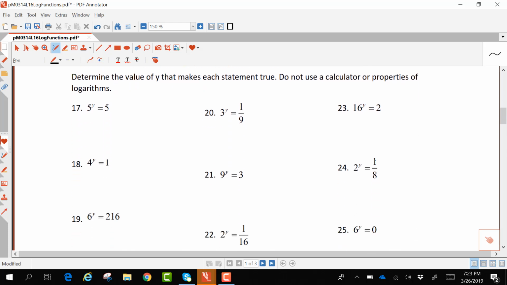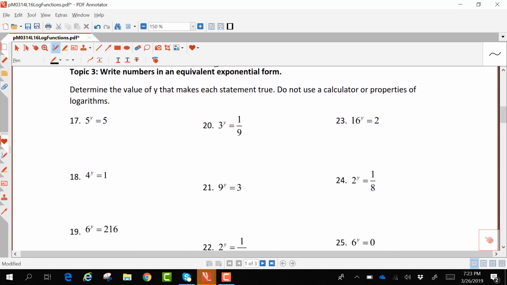Let's move down to some solving situations. Notice in topic 3, we have equations. So once we convert to an equation, we will then be solving. So in these examples, we're solving for the variable. In number 17, we have 5 to the power of y equals 5 to the power of 1.